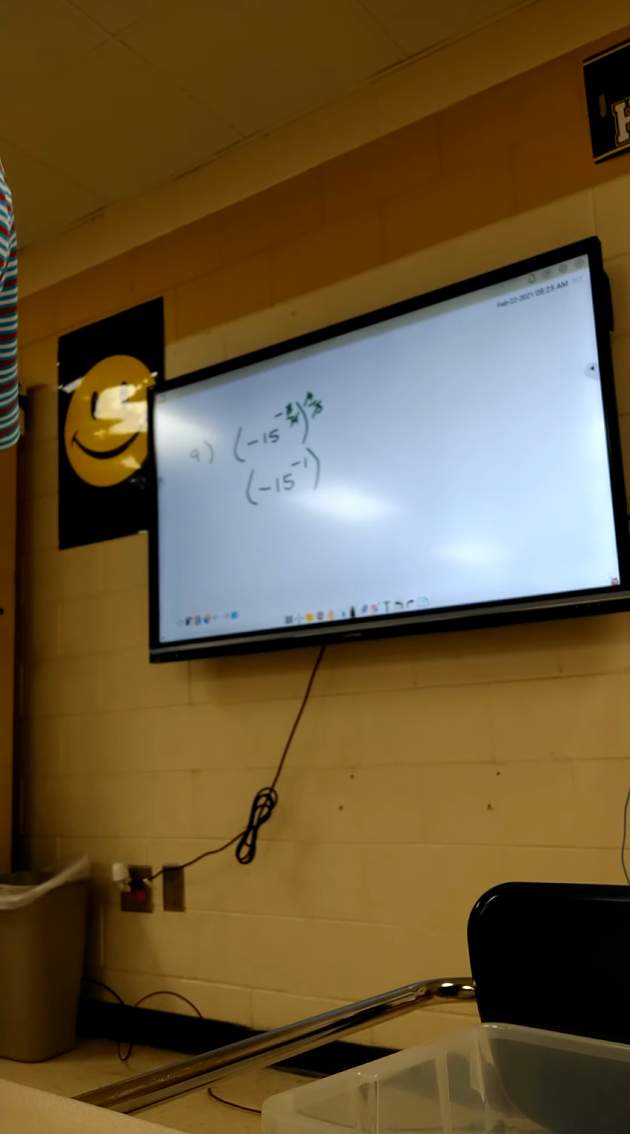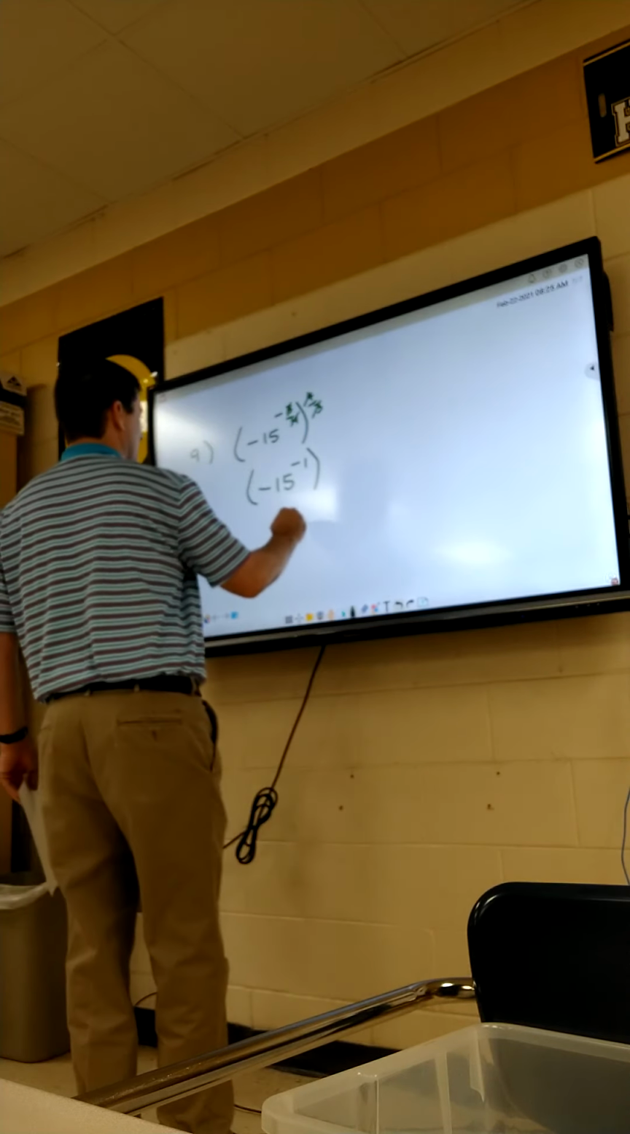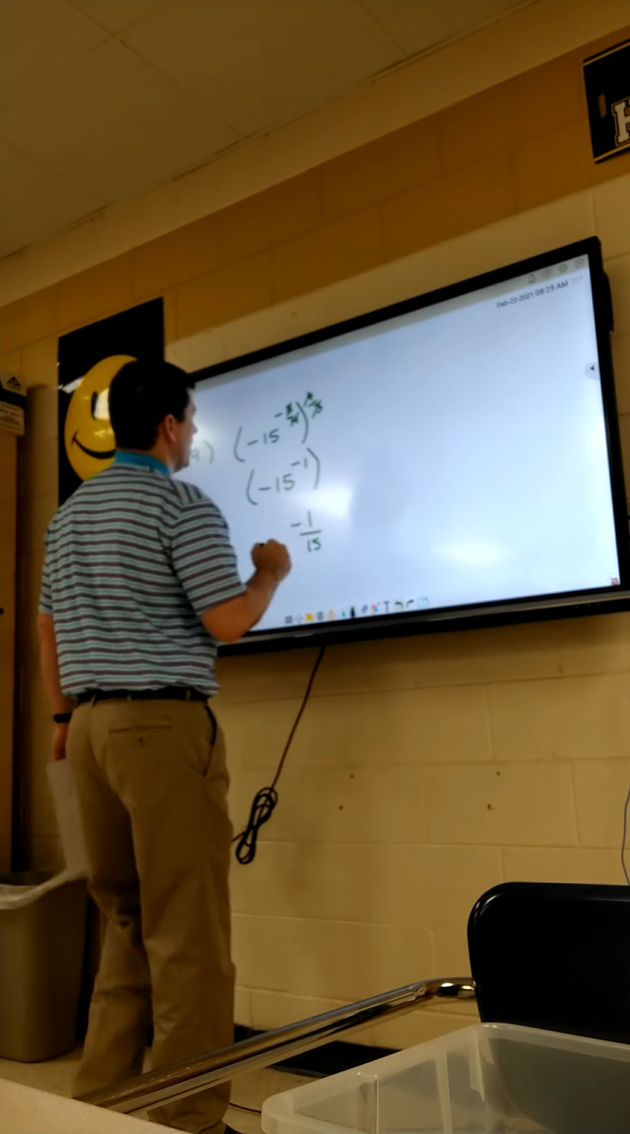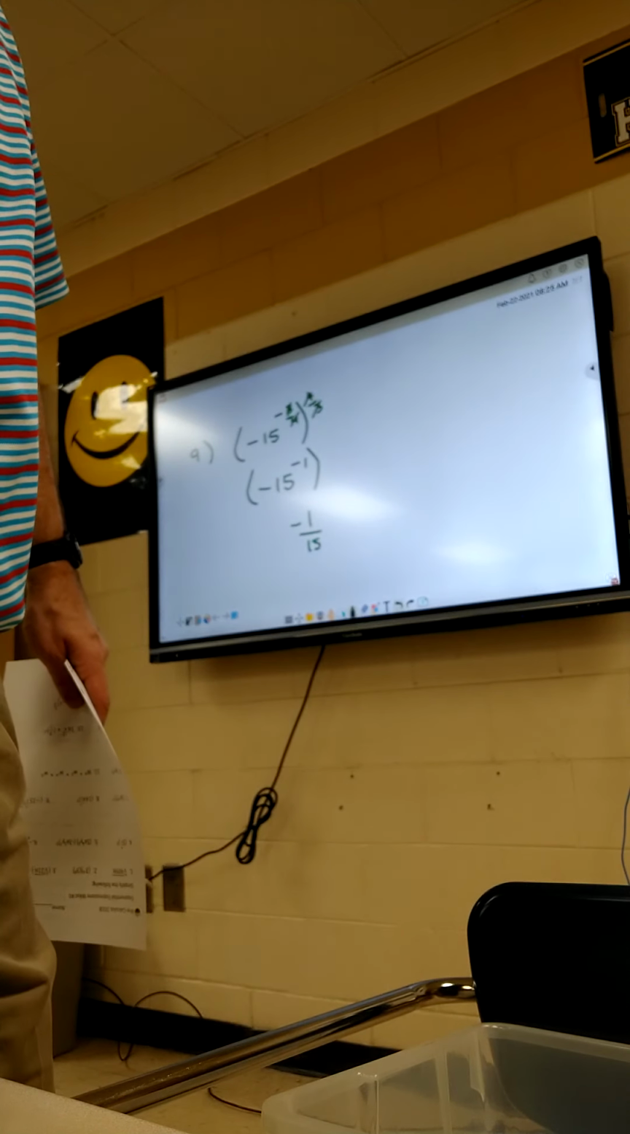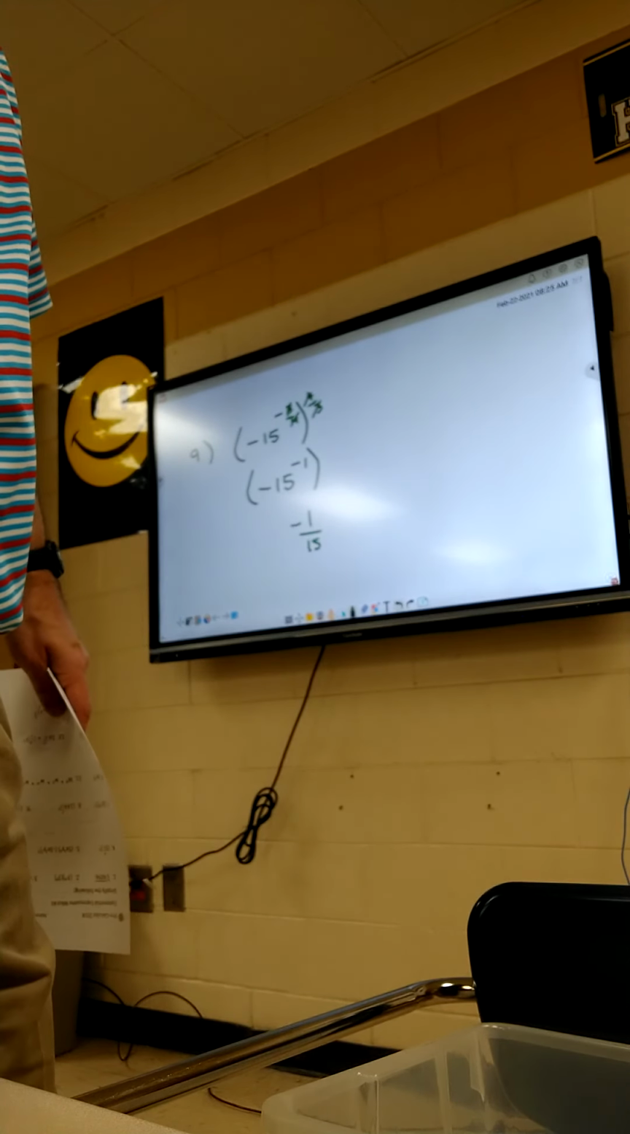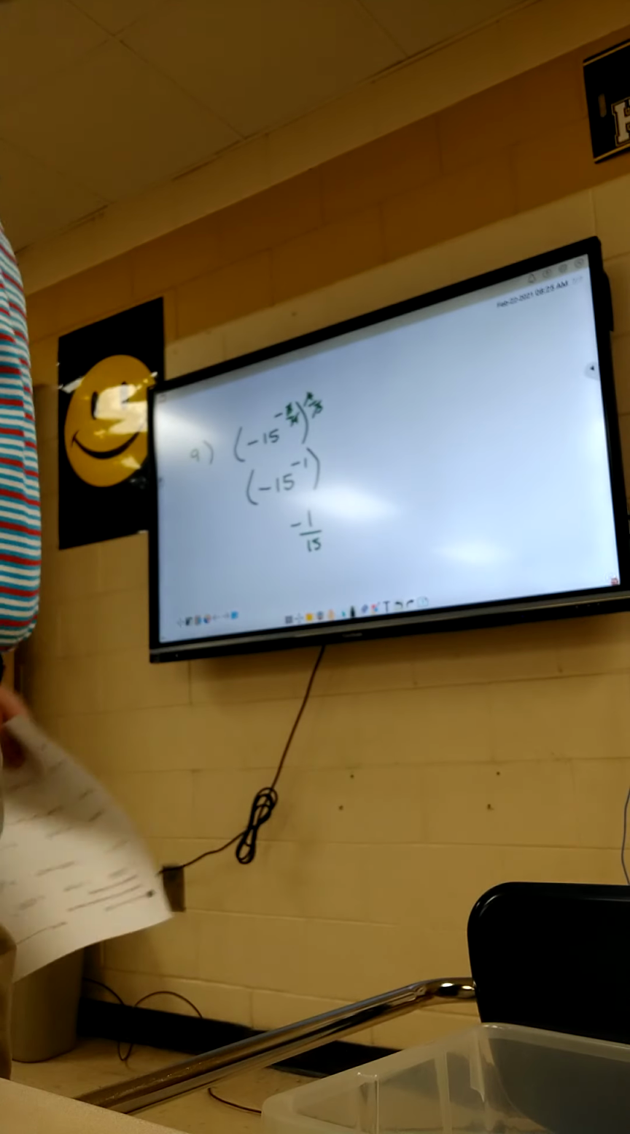Parentheses, negative 15 to the negative 1. Somebody give me an answer. Negative 1 over 15. Yeah, that'll work. I wonder if we typed it in without the parentheses if we get the same thing. Negative 15 to the negative 1. Yeah, gives me the same thing.